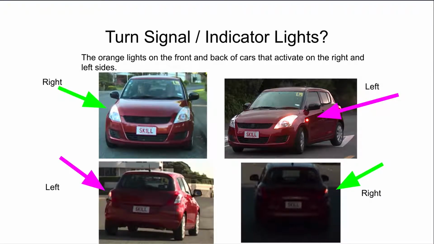When the vehicle is facing the camera, from the driver's perspective, our left is the car's right signal. From the back perspective, it's the opposite: if we're looking at the back of the car, our left side is the car's left side.